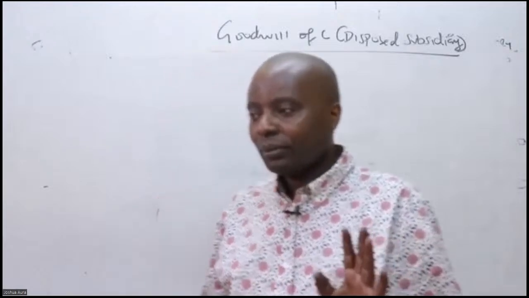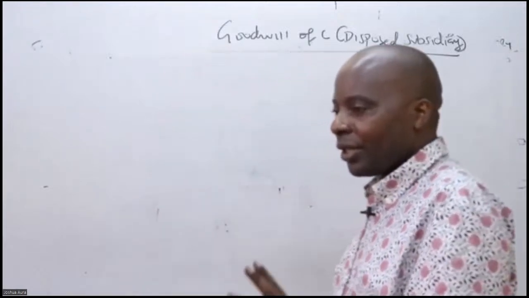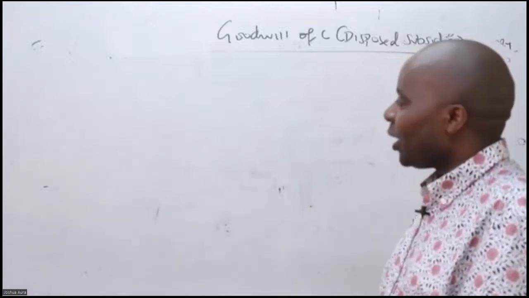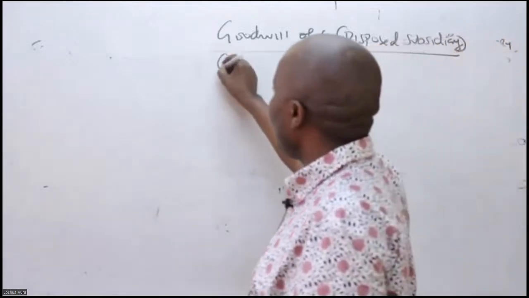So goodwill of C, disposed subsidiary. So how do we get goodwill? I will look at the consideration paid by the parent.